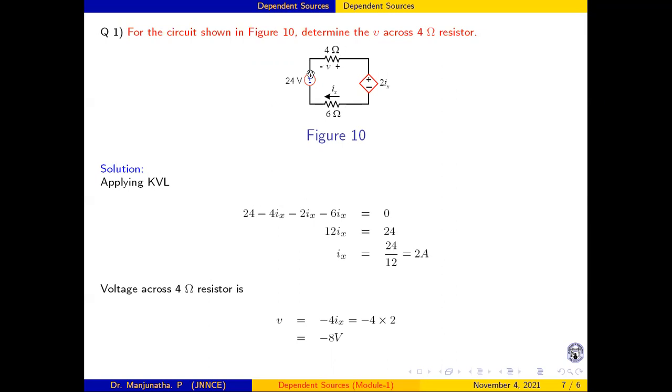Then the voltage across this is how much? 4 times Ix. For the polarity, when we come to this, it is minus plus. So minus 4 times Ix, minus 4 times 2, is minus 8 volts. In this way, we are going to solve problems based on these types of sources, like dependent sources. Thanks for watching this video.